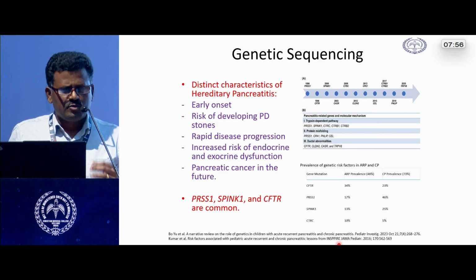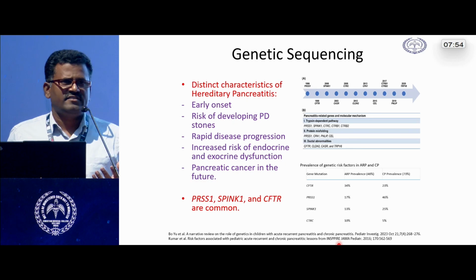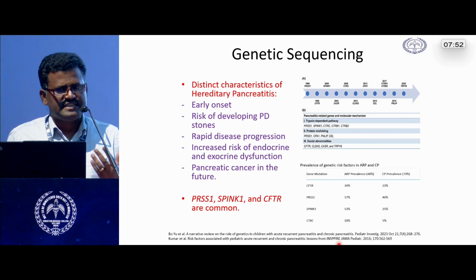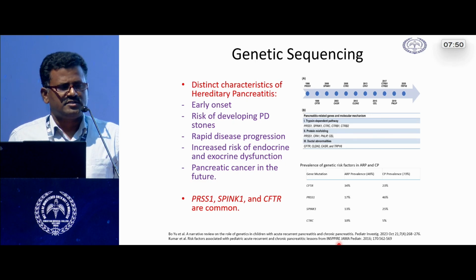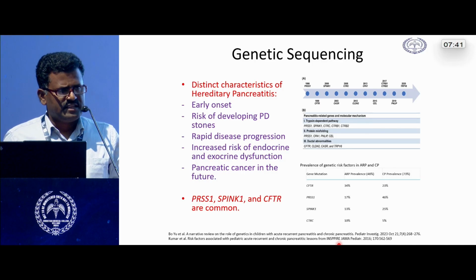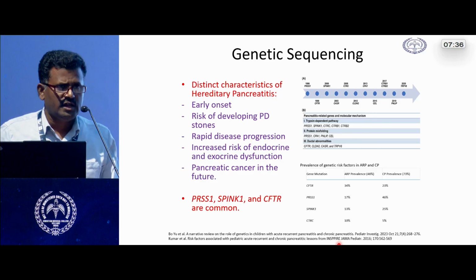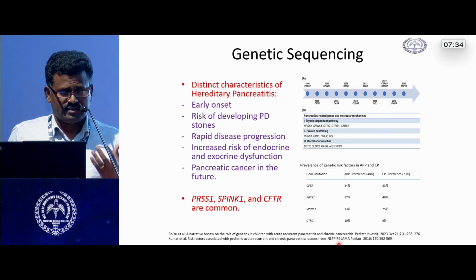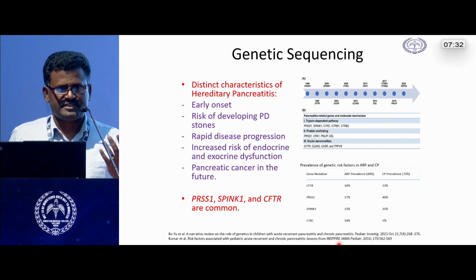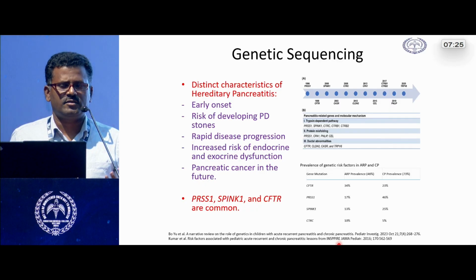And children who have no identified causes should go for genetic sequencing. So the picture on the top shows the different genes that have been identified over the years. Nearly 12 genes have been involved in chronic pancreatitis. And the picture on the bottom shows the INSPIRE data, where they showed that 75% of the children with CP will have a genetic mutation, particularly PRSS1, SPINK1 and CFTR being more common.